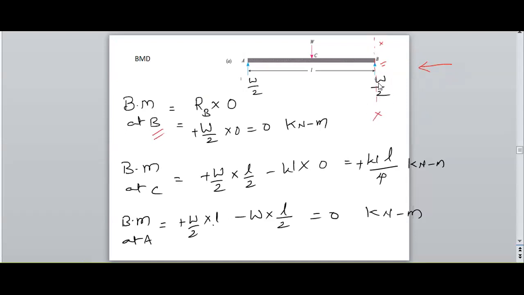The section is considered at B. Therefore, the point load and the distance from the section: the section is at B only, so there is no perpendicular distance. Therefore, the value becomes 0. The units for this are kilonewtons, and this is meters. Therefore, kilonewton meter is the moment equation units. Next, the section needs to be shifted for the next point. Next point is C.